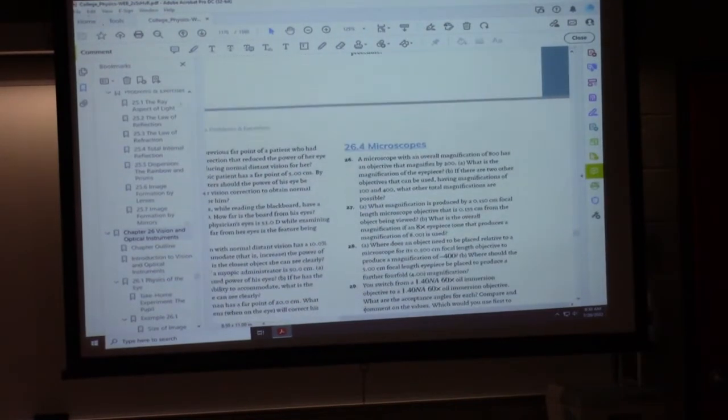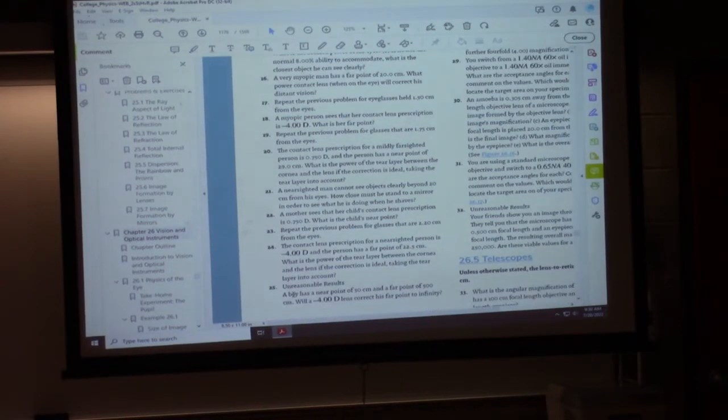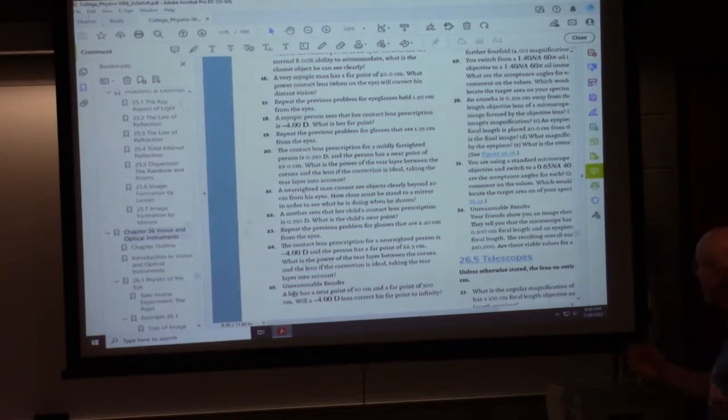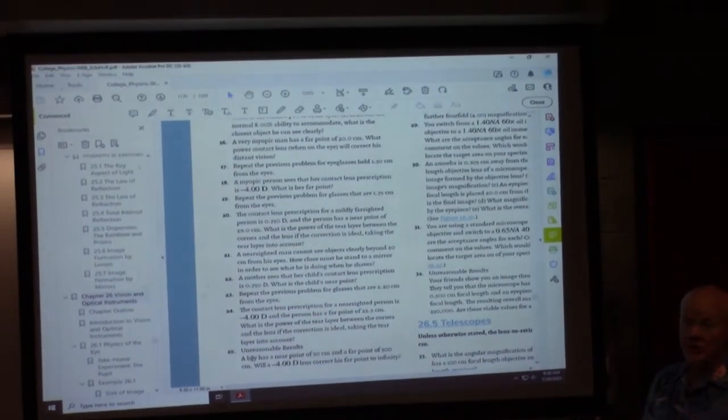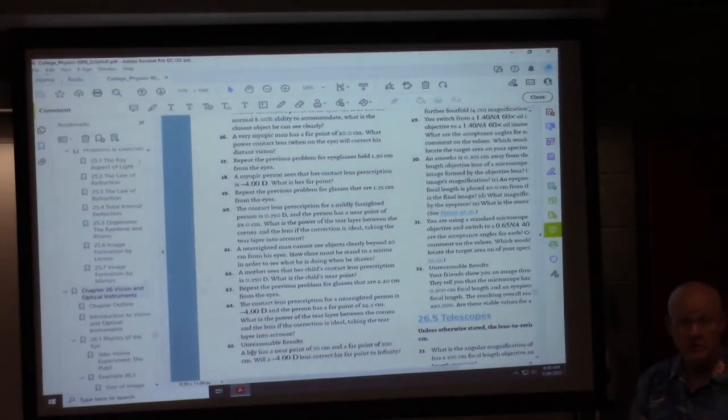All right, maybe another one is worth doing here. Number 22. Oh, and this would be a good time to take our break. It says here, number 22, a mother sees her child's contact prescription and it's 0.75 diopters. Okay, let me start right there. Notice it's positive. What does that tell you? It must be a converging lens. The person must be farsighted.